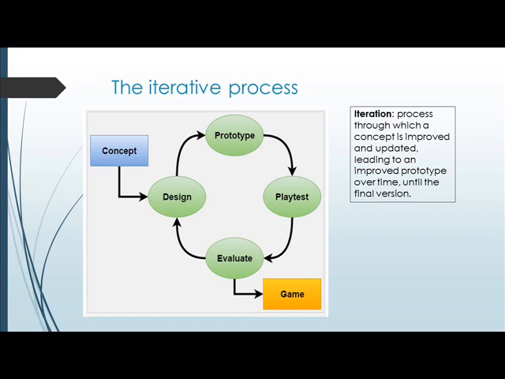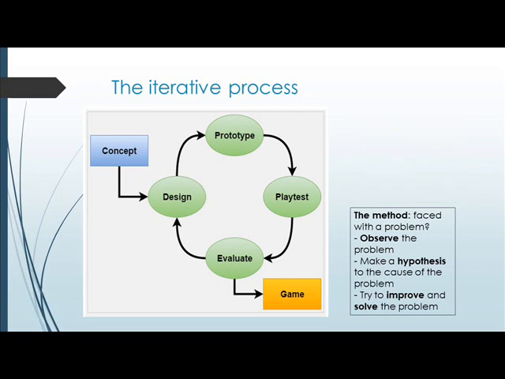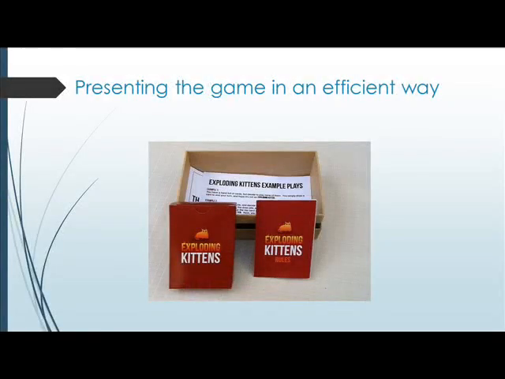For each phase of testing, 3 steps should be observed. First, make observations on what doesn't work or needs to be improved with the game. Then, formulate a hypothesis regarding why the problem happens. Then, try to come up with solutions to solve the problem, which will be tested in the next version of the game.